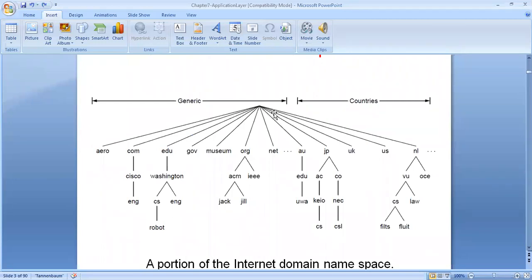We have n number of domain names. Basically it starts with a root. In real life, there are 13 root servers. So basically we have 13 root servers, and they are divided into com, edu, government, museum, org, and so on. So if the website is of education, we can say it as edu, and if it is commercial, it is com.